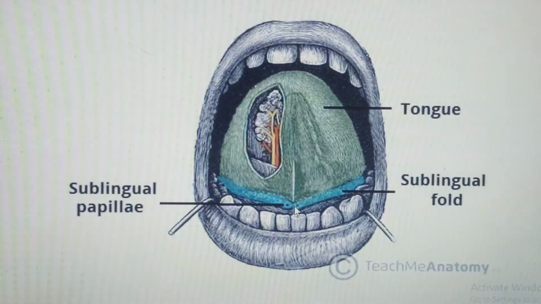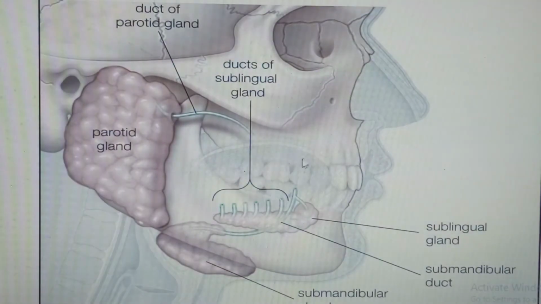But I also showed you that the Wharton's duct will drain around this area. So again, the sublingual ducts, the minor ones, also drain around the sublingual papilla, just like the submandibular gland. So there we are. Here we have the sublingual gland, and the sublingual gland has a lot of these ducts, and these ducts are known as the ducts of Rivinus, several of them. But there could be another one which may combine.